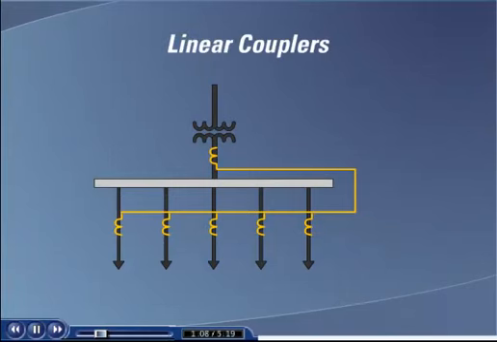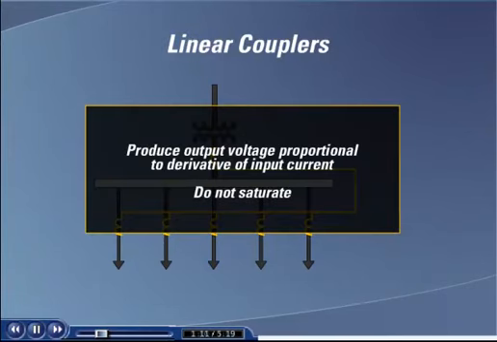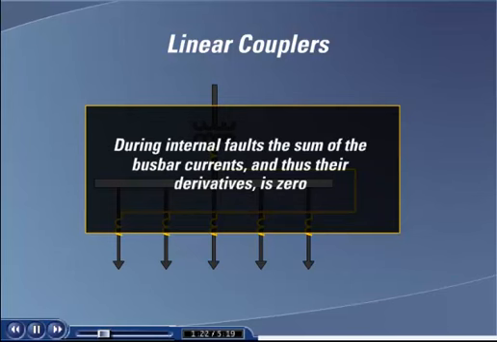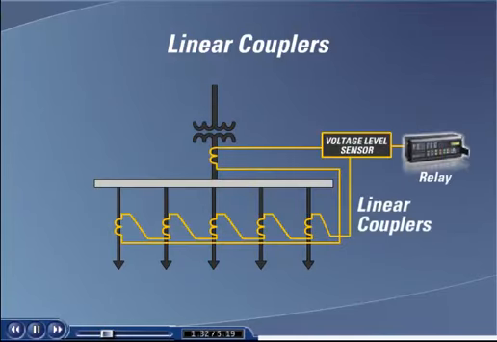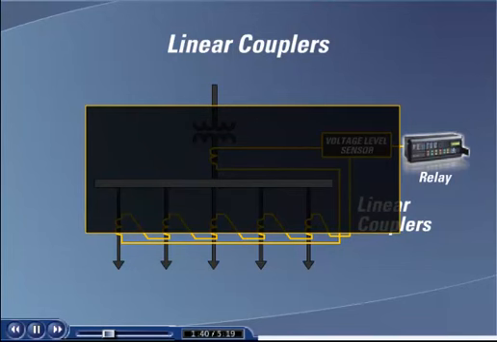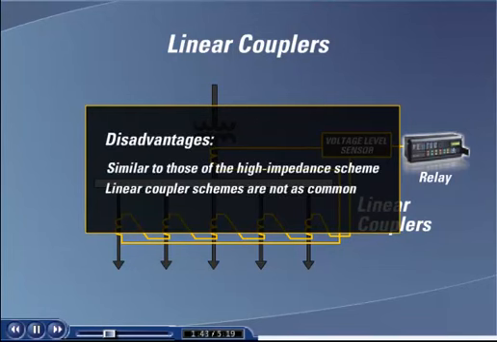Linear couplers. A linear coupler, or air-core mutual reactor, produces an output voltage proportional to the derivative of the input current. Because they are using air cores, linear couplers do not saturate. During internal faults, the sum of the busbar currents, and thus their derivatives, is zero. Based on this, a simple busbar protection scheme is achieved by connecting the secondary windings of the linear couplers in series in order to respond to the sum of the primary currents, and connecting a simple voltage sensor to either end. The disadvantages of this approach are similar to those of the high impedance scheme, in addition to the fact that linear coupler schemes are not as common.